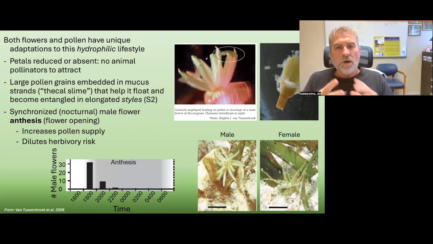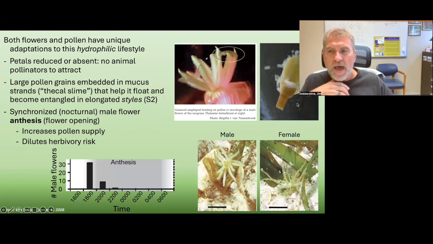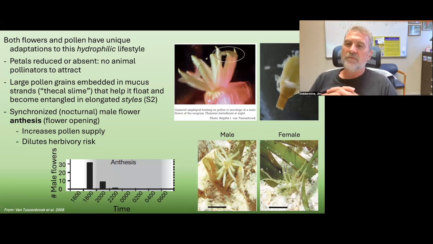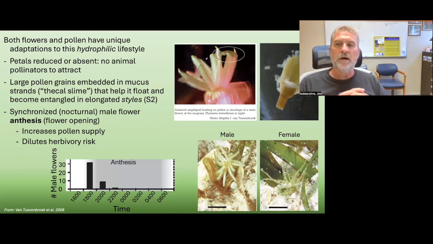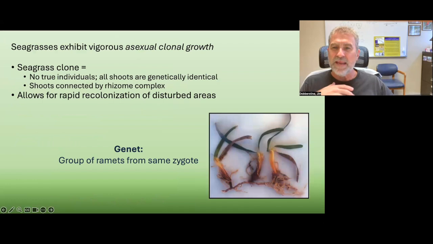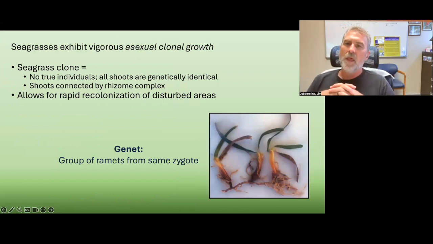They have these large pollen grains, okay, that have this slime that helps them float, and that becomes entangled in the elongated styles. And the flower opening is nocturnal, and this helps increase the pollen supply because it dilutes herbivory risk, okay? So again, seagrasses are very unique, and again, very important aquatic habitat.